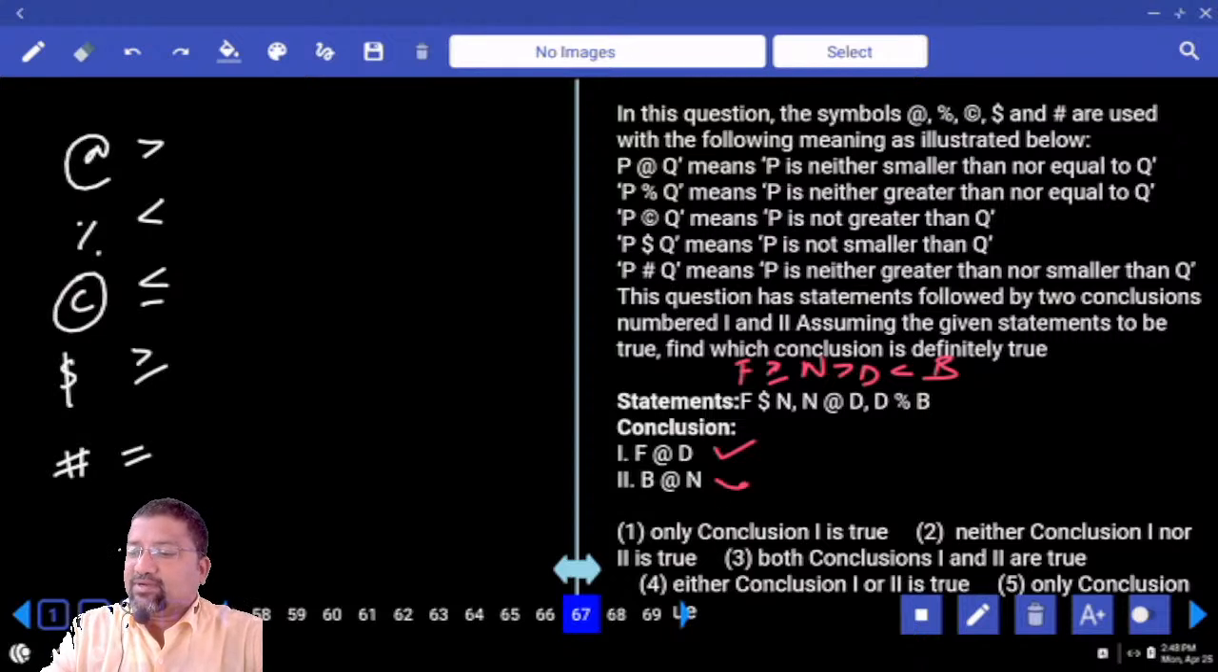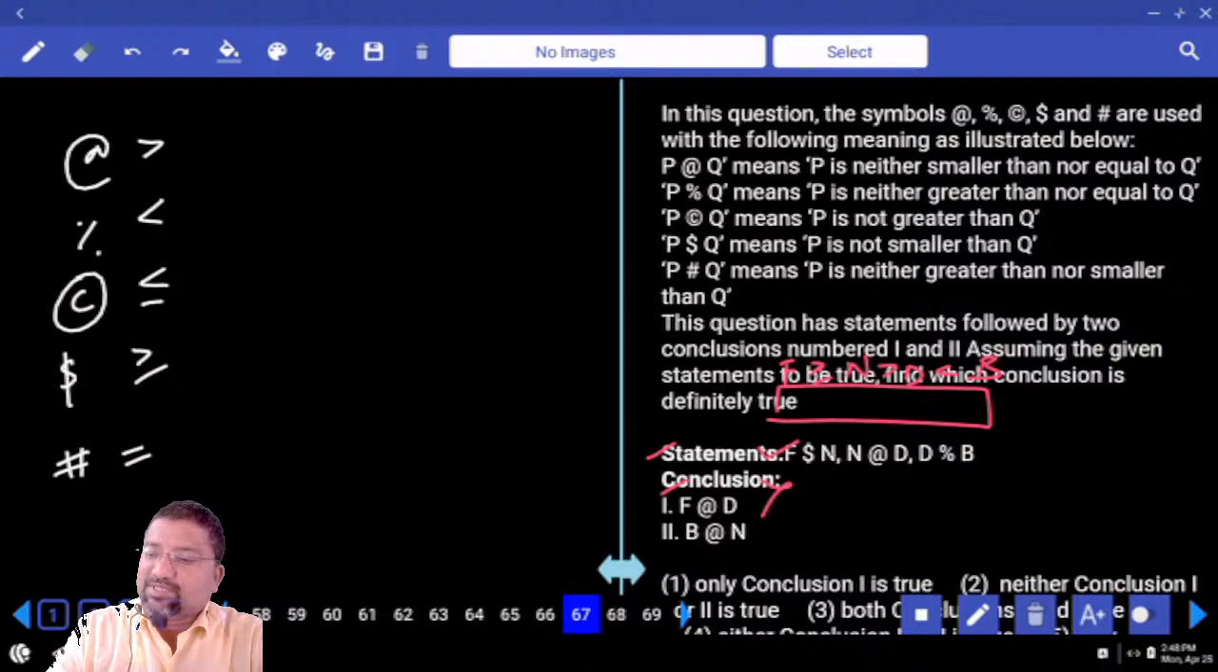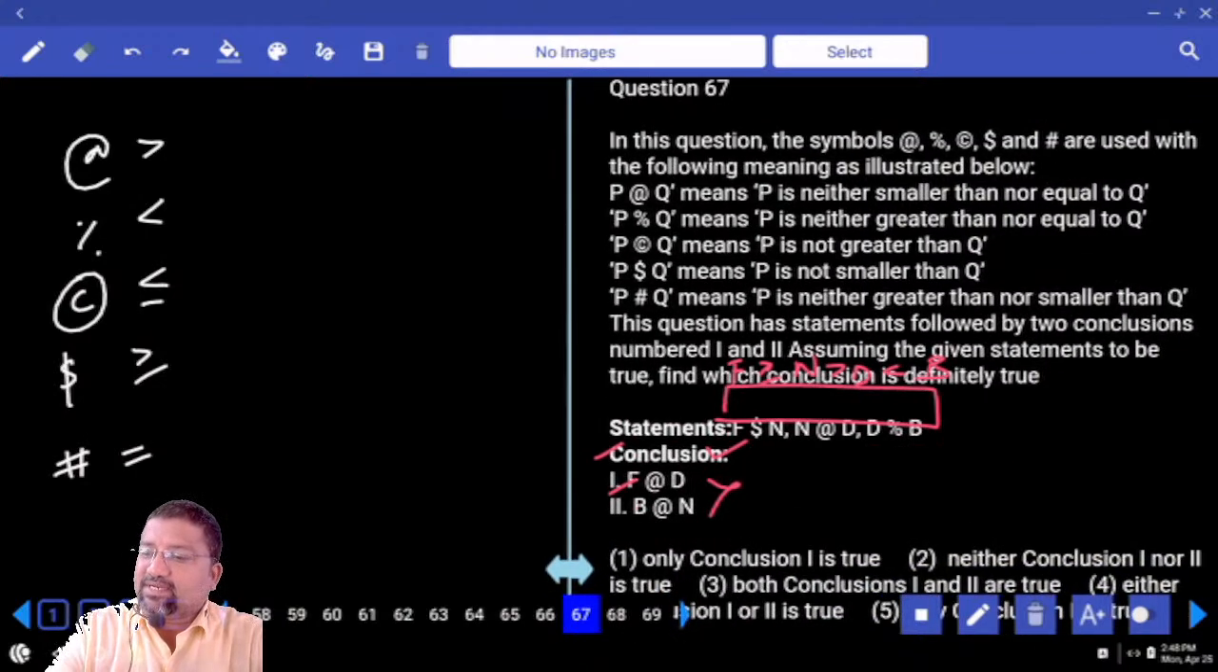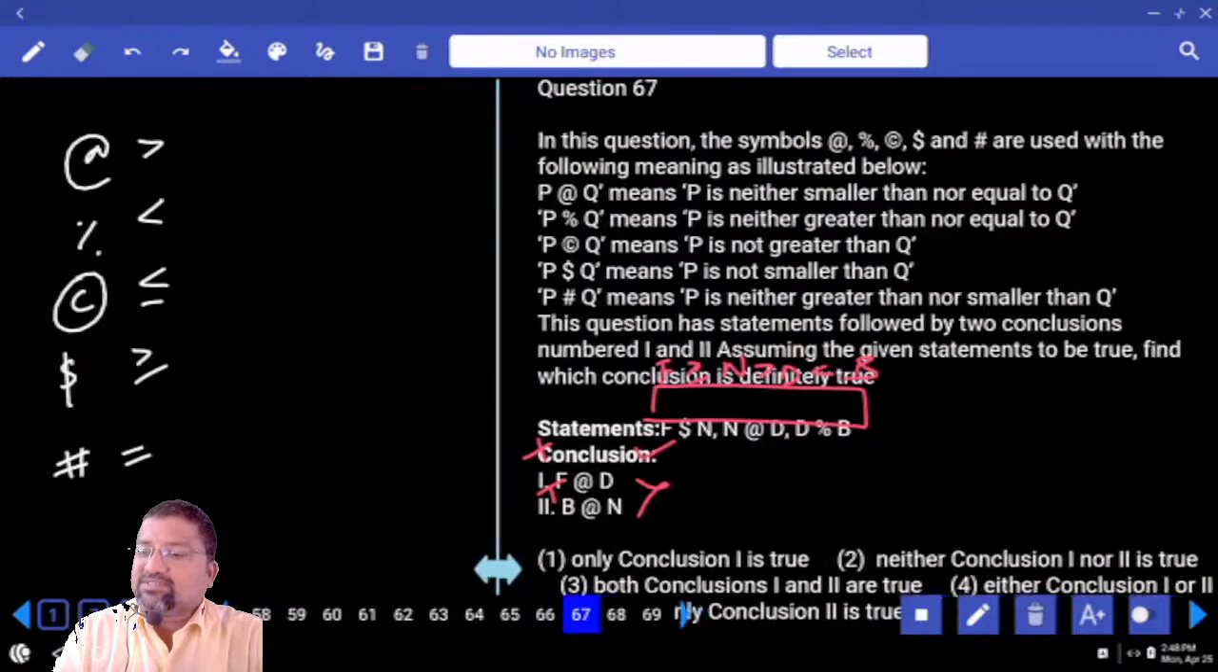Problem with B and N, opposite symbols. Only one follows. And I will tell you one thing, listen. Only convert these things. There is no necessity for us to convert these conclusions here. Is this clear? Only convert those symbols according to the statement and get the answer. That's it. There is no necessity for us to convert these symbols. Clear?